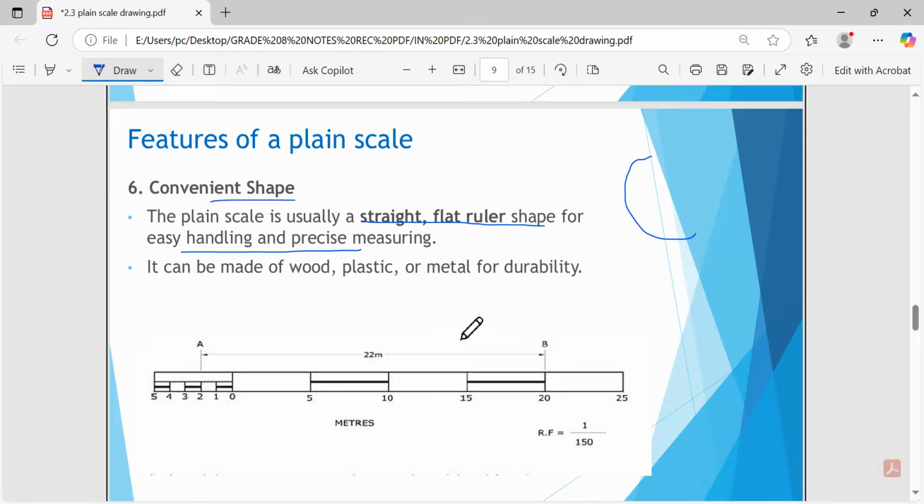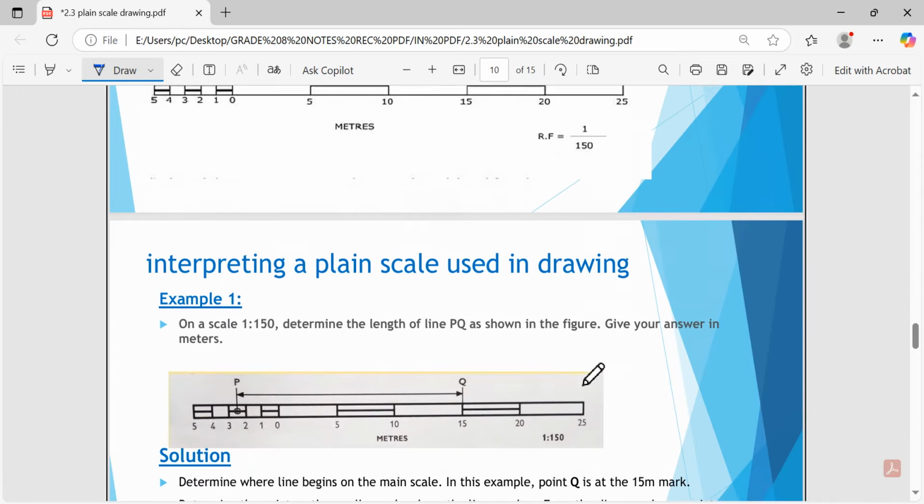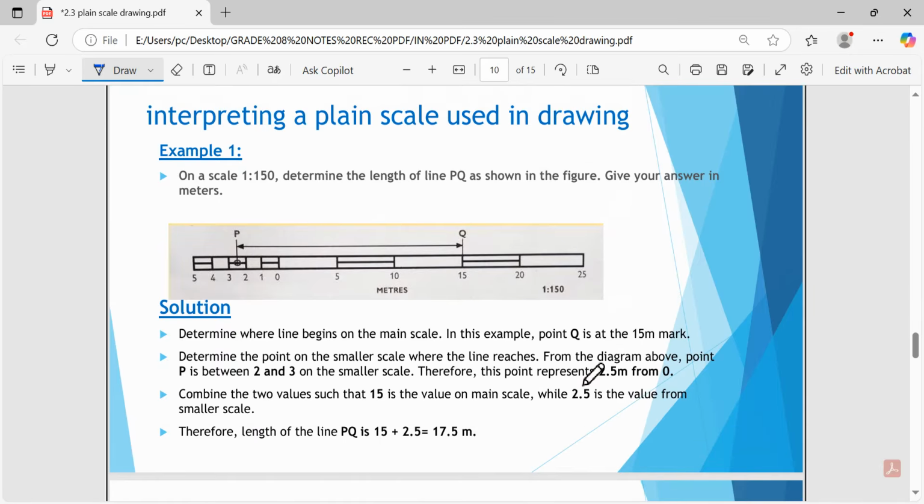They are drawn. When you make a drawing, for example, if you do a plan of a house, somewhere down there you'll need to make a plain scale like this to show the dimensions in real life. So those are some of the features of the plain scale. Now let us interpret one plain scale, or maybe two or three. So example 1, you're told on a scale of 1:150, determine the length of line PQ as shown in the figure below, and then you're given this plain scale, and then you're told to determine the length of P to Q.